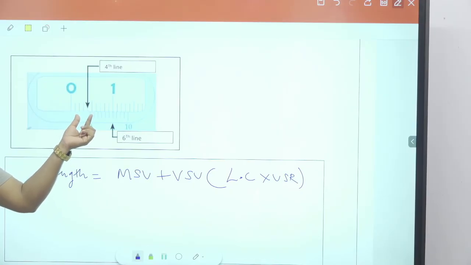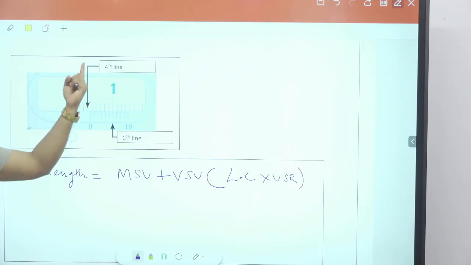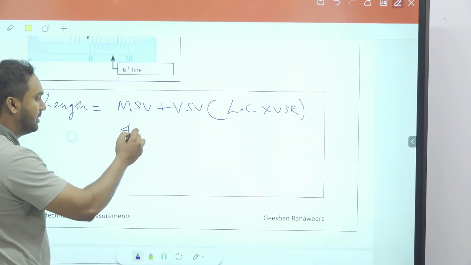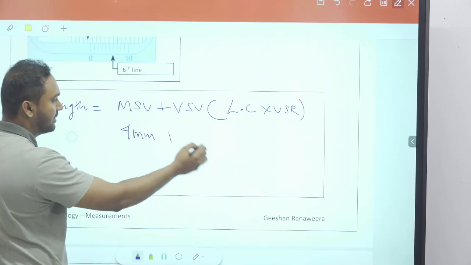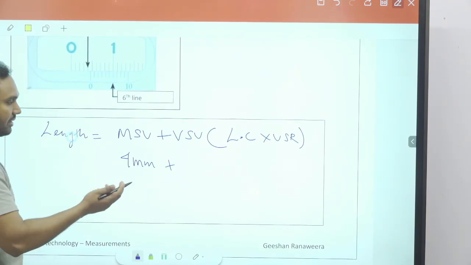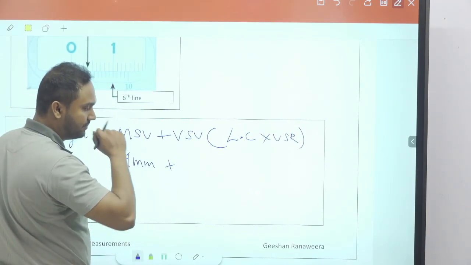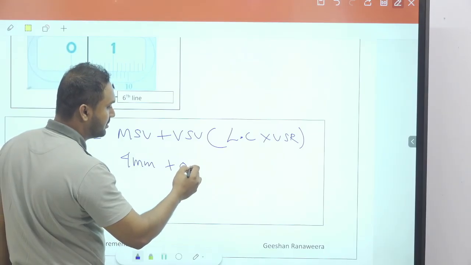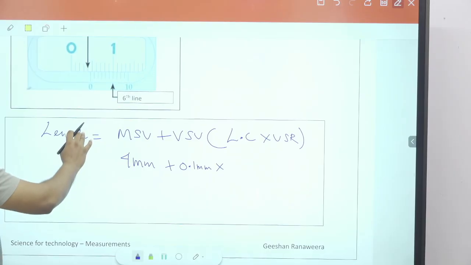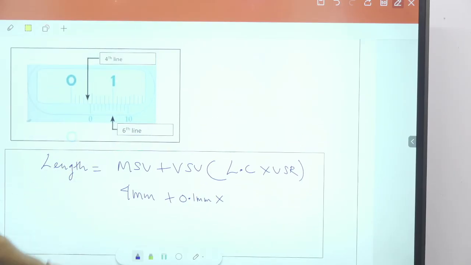So now tell me, what is the main scale value just before the vernier 0? This is the vernier 0. The value just before the vernier 0 is the 4th millimeter line of the main scale, right? So if you take it in millimeters, it should be 4 millimeters, right? 4 millimeters plus. Now what is the LC? 0.1. If 10 lines are aligned with the 9 millimeter lines, it's 0.1 millimeters. So 0.1 millimeter into VSR, the number of aligned vernier scale lines, right?